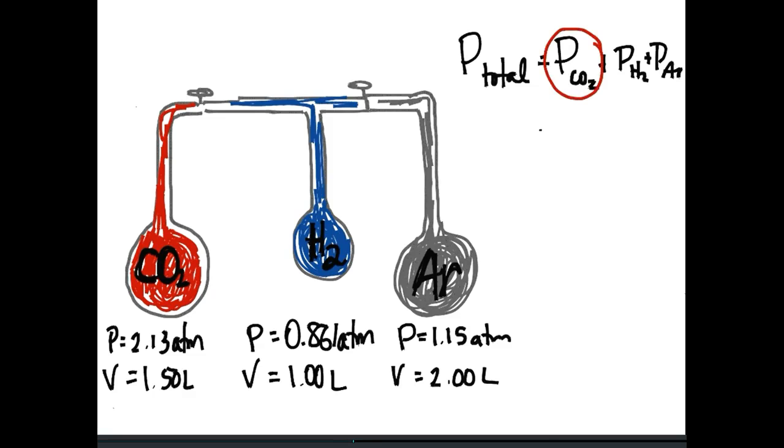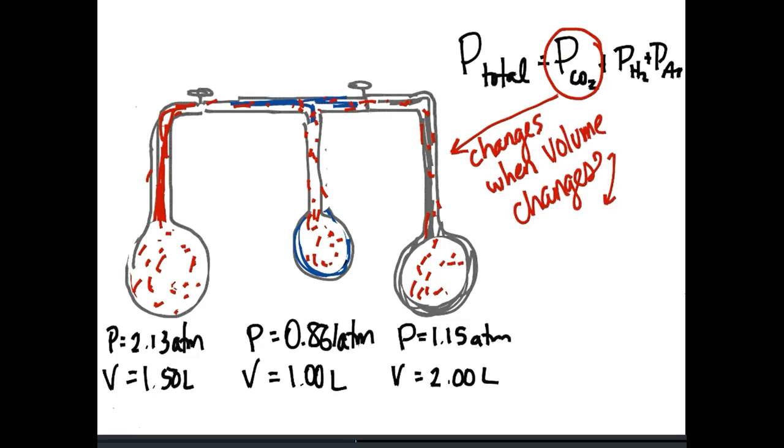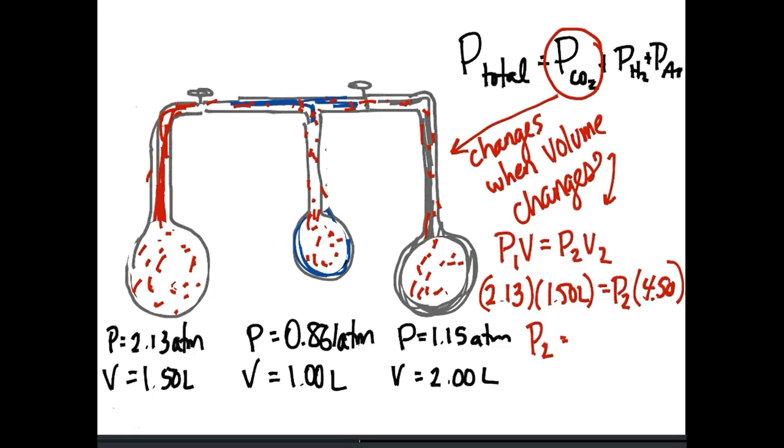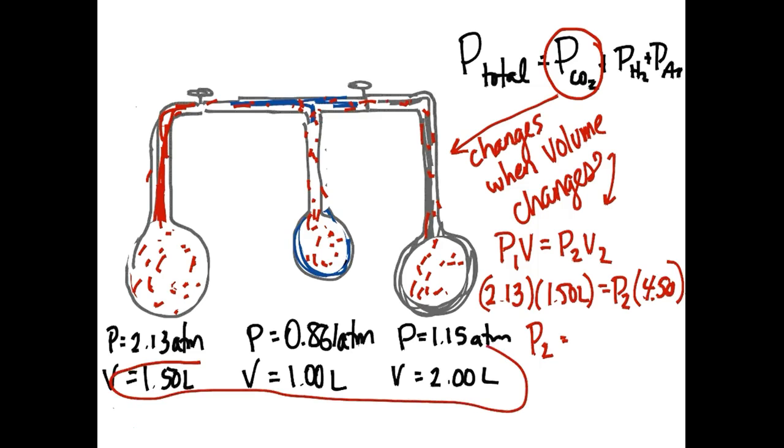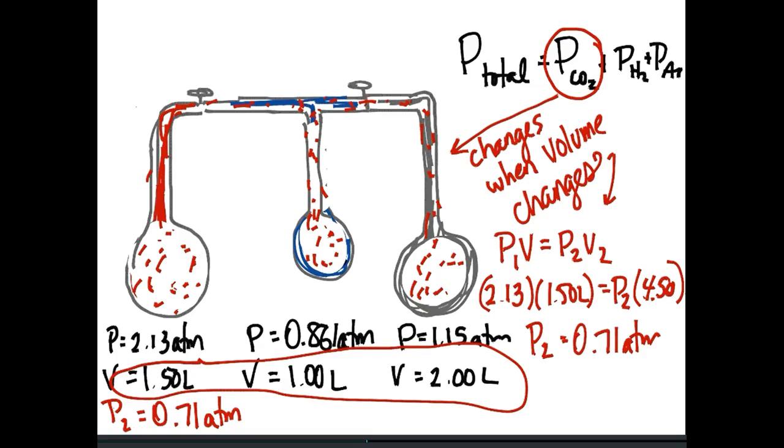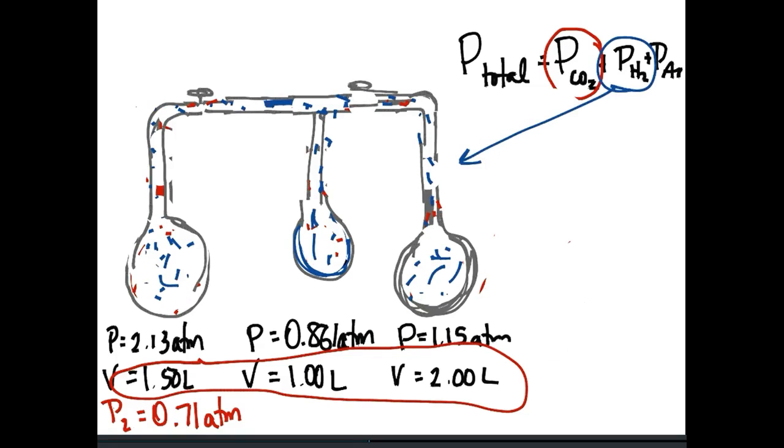So we'll start with CO2. Once we allow the CO2 to expand, like you see here, it is going to occupy the entire container. So if we want to calculate just the partial pressure of CO2 when we are ignoring argon and hydrogen, then our new pressure is just going to be P1 V1 equals P2 V2. So we plug in the original pressure, 2.13 atmospheres, times 1.5 liters, and then we're going to divide that by 4.5 liters, the overall new volume at the end, and you solve for P2, and you get 0.71 atmospheres. We do the same thing for hydrogen.